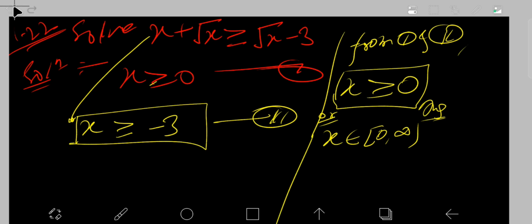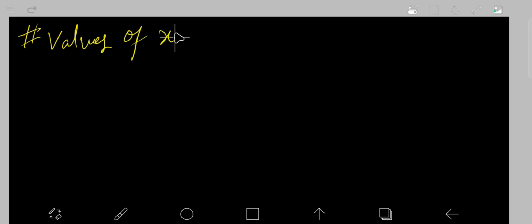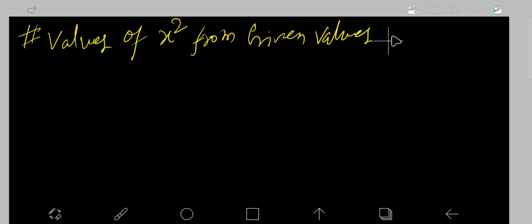Now we see the theory of this. The headline you are given is: find the value of x square from the given value of x. How do you find the value of x square from given values of x?